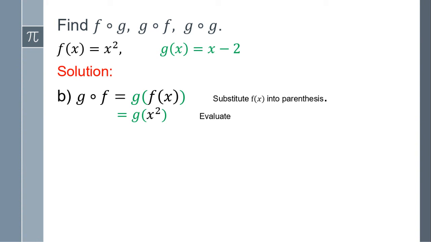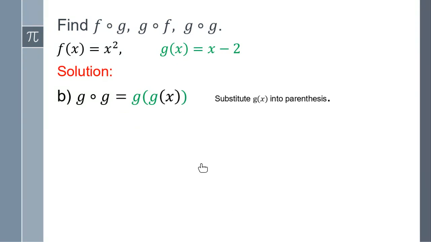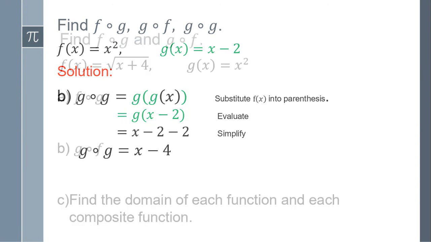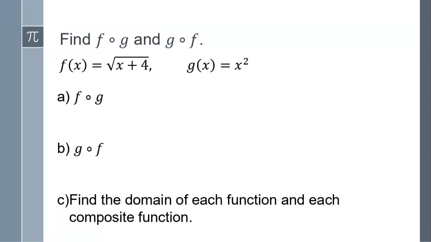Okay, so if we plug it in, here's my x, we're going to plug in x squared. So we end up with x squared minus 2. And then let's try g composed of g. So if I plug in the g of x, then I get x minus 2, plug it in for my x here. And that's going to give me x minus 2 minus 2, which is x minus 4. Okay. And then just one last one.